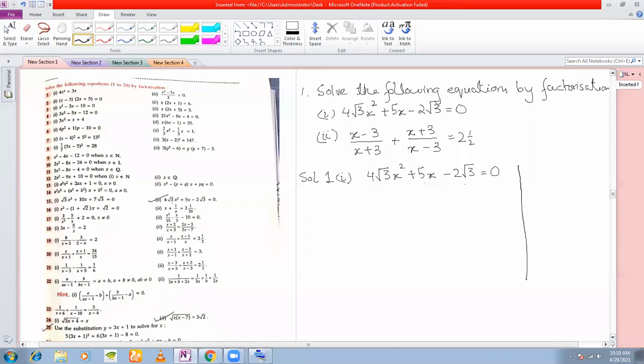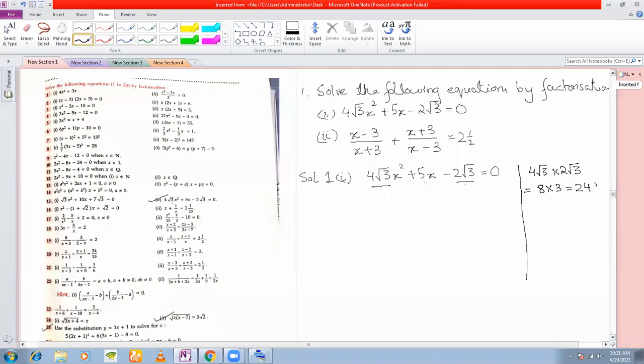Now you see normally when we factorize, what do we do? We multiply the coefficient of x square with the constant term, right? When we are doing the middle term factorization, that is what we do. We multiply the extreme coefficients. So you multiply 4 root 3 into 2 root 3. Okay, you see that root 3 into root 3 combine to give you 3, and 4 into 2 combine to give you 8. So you get 8 into 3, which is 24.